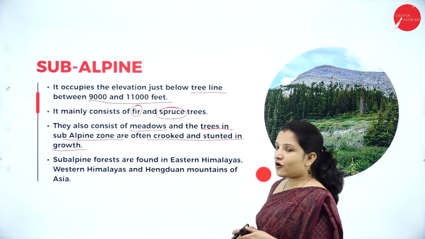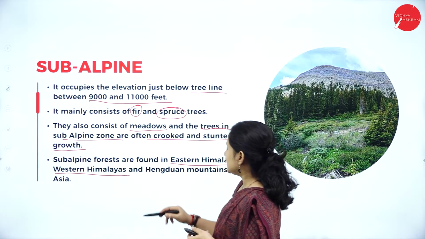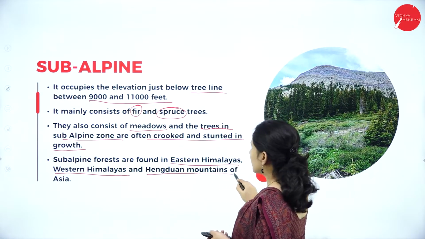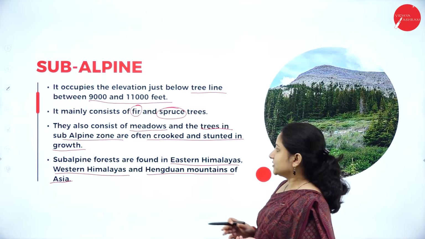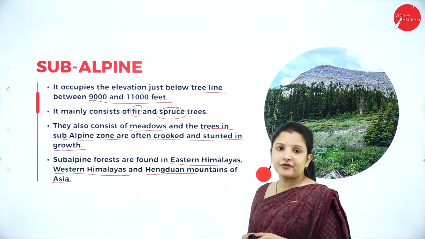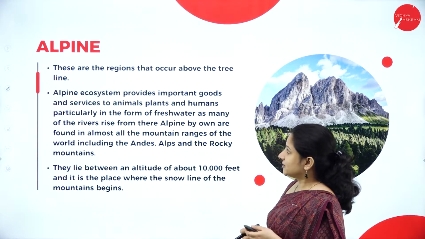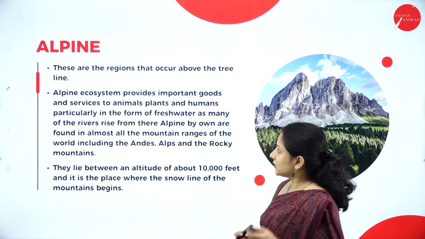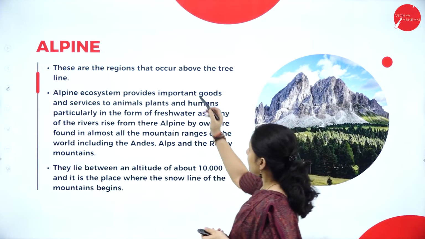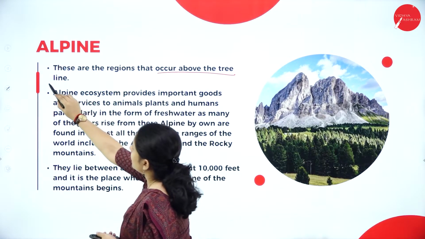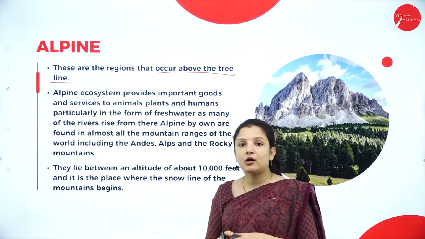So subalpine forests are usually found in the eastern Himalayas, the western Himalayas, and the Hengduan mountains of Asia. So these regions have the subalpine biodiversity, and they are filled with trees such as the fir and the spruce. So this is about the subalpine zone of biodiversity according to the altitudinal gradient. Next is the alpine zone. So these are the regions that occur above the tree line. Because they occur above the tree line, they receive ample sunlight.